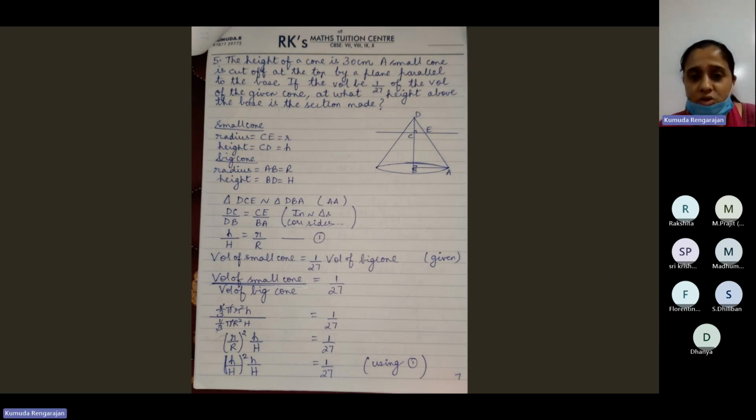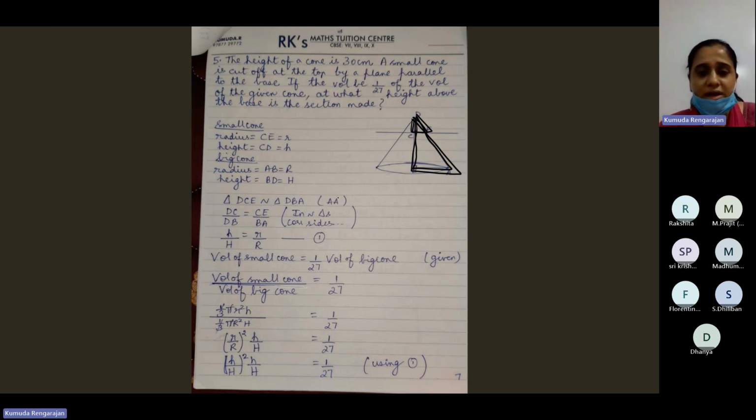This one we understand. Show that this triangle is similar to this triangle. Show that it is similar to the earlier one. AA similarity: right angle and common angle. Correct? These two triangles are similar.